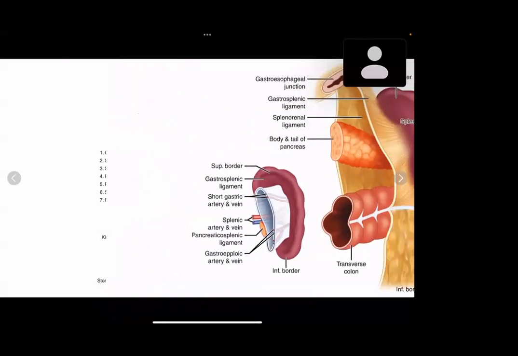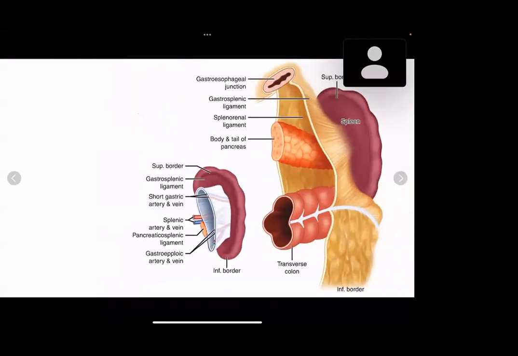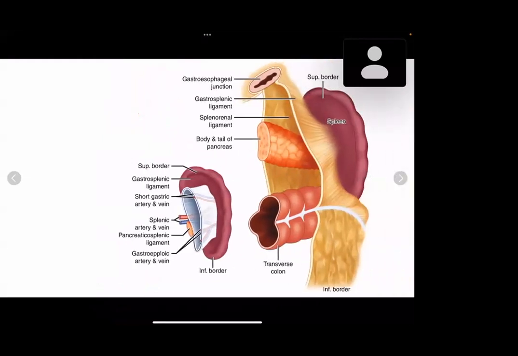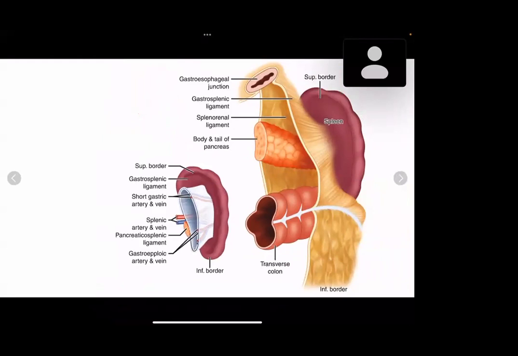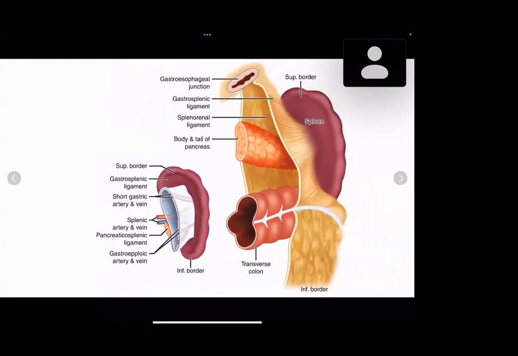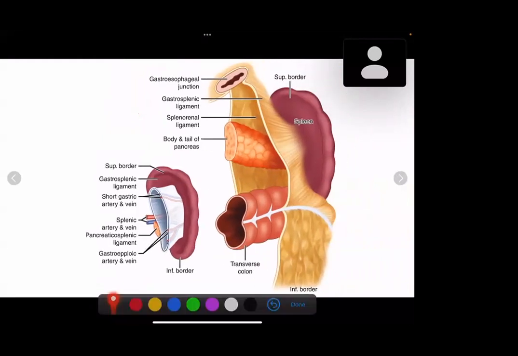Seen from anteriorly, as we see, this is the gastrosplenic ligament, and posteriorly we have the splenorenal ligament, and this is the tail of the pancreas, and these are the contents, the splenic vessels, here we have the splenic artery and vein and the tail of the pancreas.